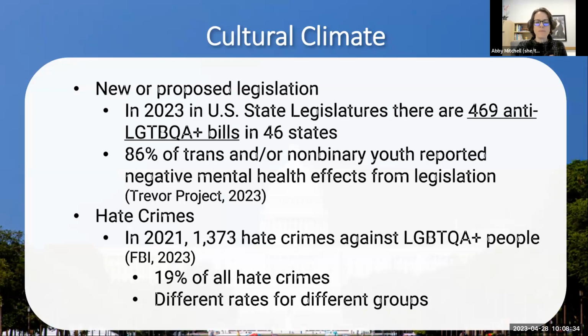We also see that component of different identities combining, in that there are very different rates for different groups. If you look specifically at queer people who were murdered, 91% of those were Black, and over half of those were Black trans women. So there are some groups that are particularly at risk, particularly vulnerable.